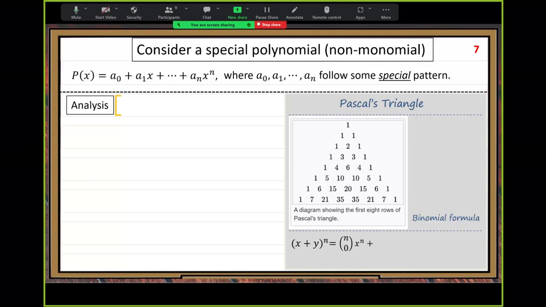So this part belongs to discrete math. Binomial coefficients, all these terms adding together. Okay, all right.